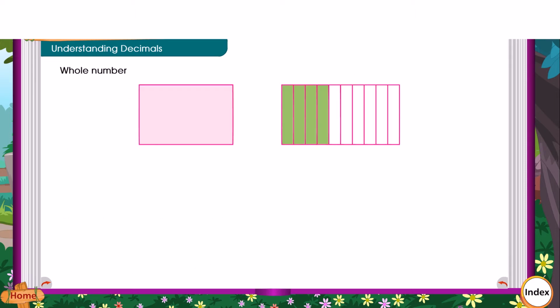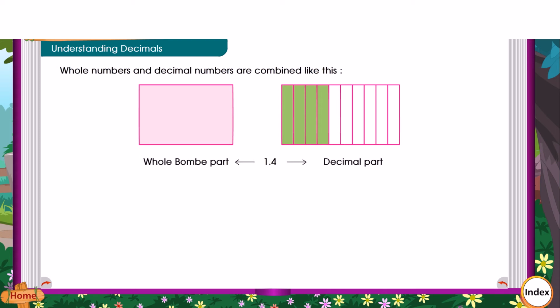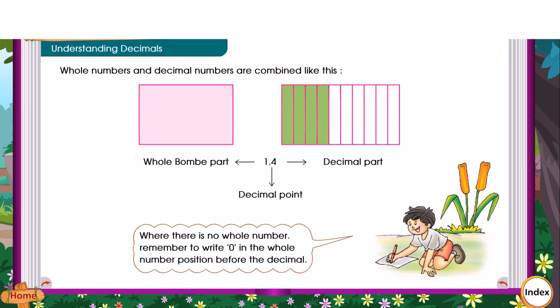Whole numbers and decimal numbers are combined like this. Whole number part, decimal part, decimal point. Where there is no whole number, remember to write 0 in the whole number position before the decimal.